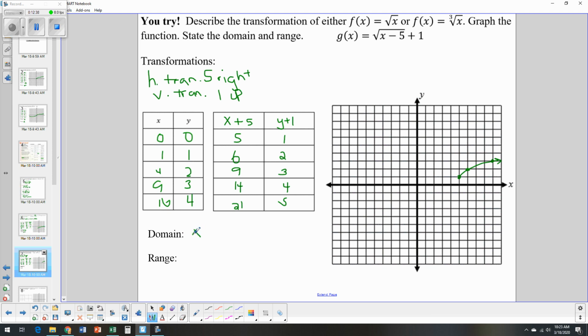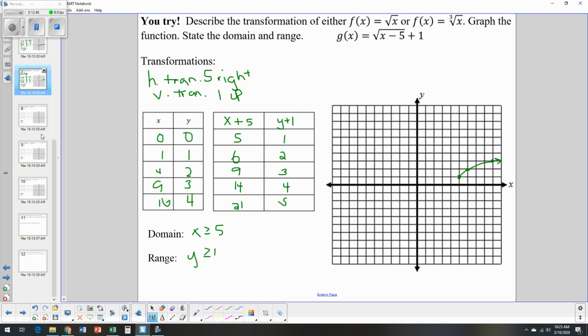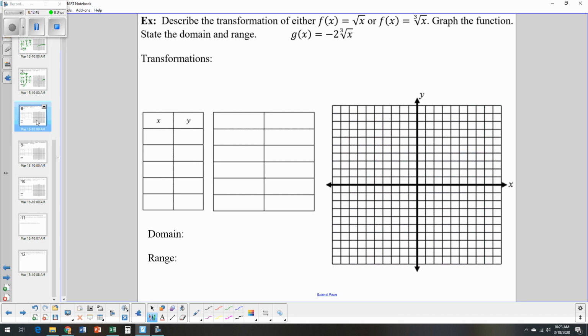Domain is x is greater than or equal to 5, and range is y is greater than or equal to 1. Okay? So now, again, we have a cube root as our parent function, and we're going to describe the transformations, graph it, and state the domain and range. So we have a negative on the outside, so that's a reflection in the x-axis.